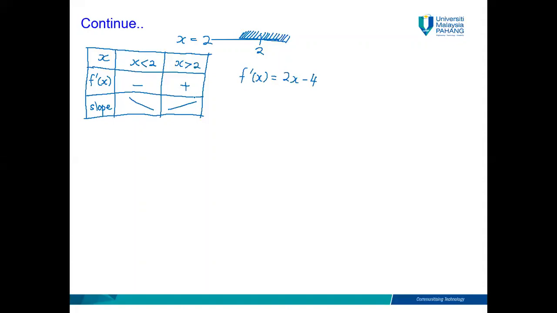So we want to determine the nature. Therefore, the critical point just now is (2, negative 5), isn't it? Is it a maximum or minimum point? Look at this slope. At first it goes down, decreasing, and after that it is increasing. So it's a minimum point.